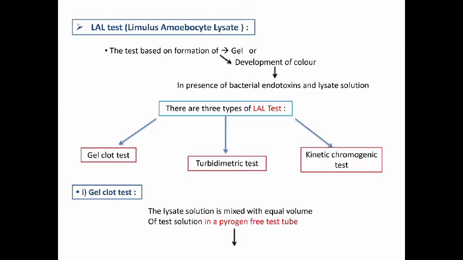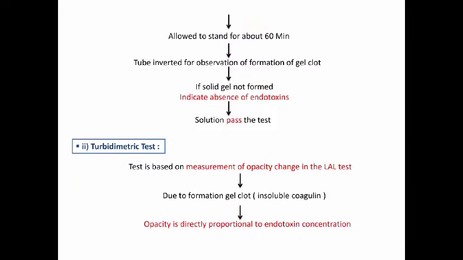First, gel clot test. The lysate solution is mixed with an equal volume of test solution in a pyrogen-free test tube. Then allowed to stand for 60 minutes. The tube is inverted and observe the formation of gel clot. If the solid gel is not formed, that indicates the absence of endotoxin. Hence, the solution passes the test.